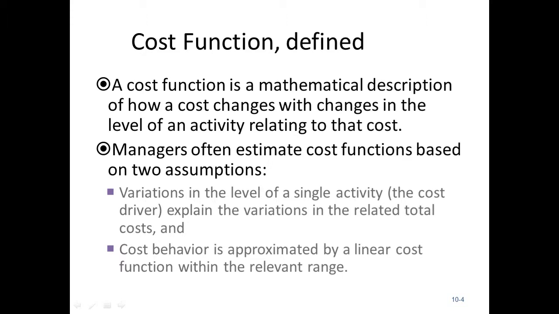Managers often estimate cost functions based on 2 assumptions. That's variations in the level of a single activity, the cost driver, explaining the variations in the related cost, and cost behavior, which is approximated by a linear cost function within a relevant range. These assumptions are used throughout most, but not all, of this chapter because not all cost functions are linear and can be explained by a single activity, and we'll discuss those later.